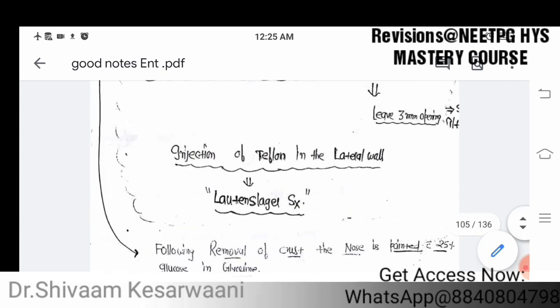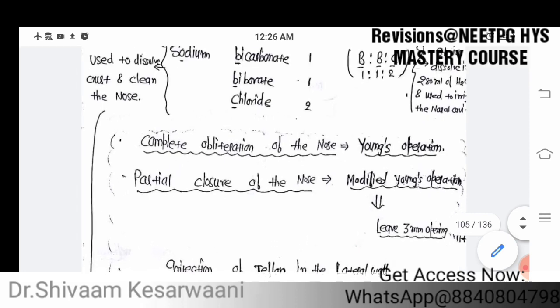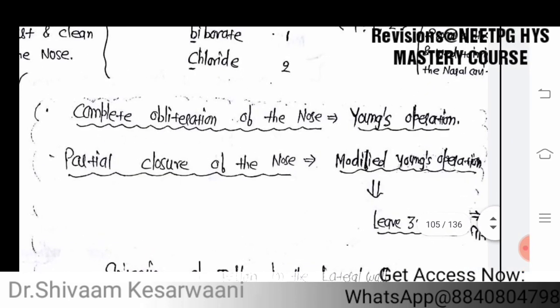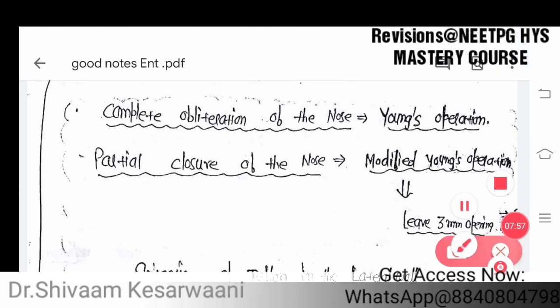So in case of surgical, what we do is we obliterate the nasal cavity. So it is called Young's operation. It is one of the important and separate MCQs. You all must know Young's operation and modified Young's operation. So in Young's operation, you raise a mucosal flap on both the lateral wall and the medial wall, and then you suture them in the midline so that you close the nostril completely.